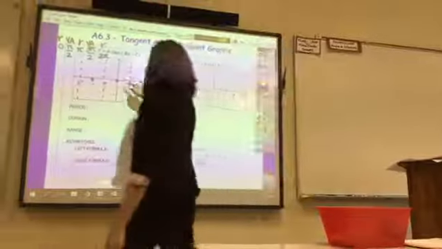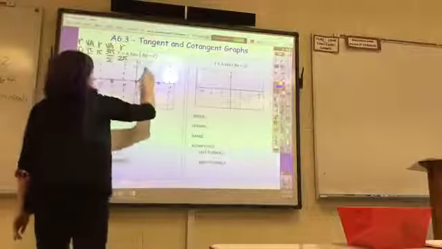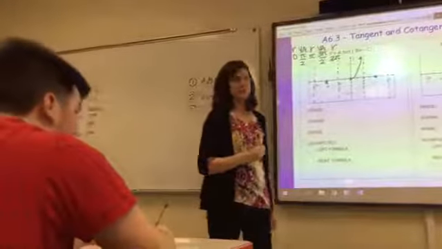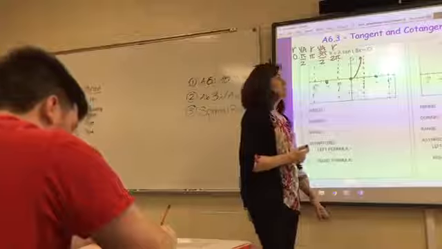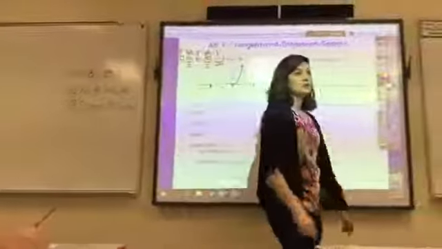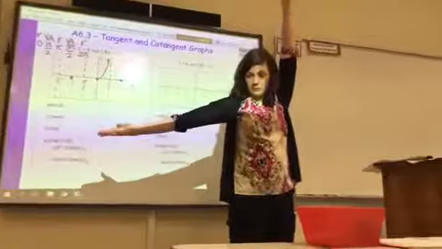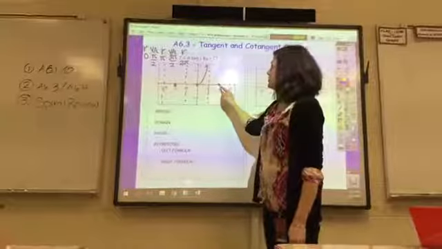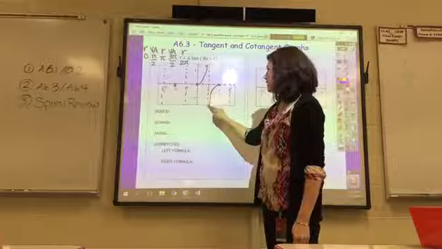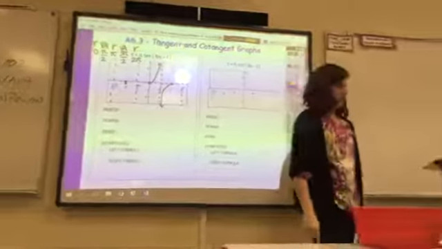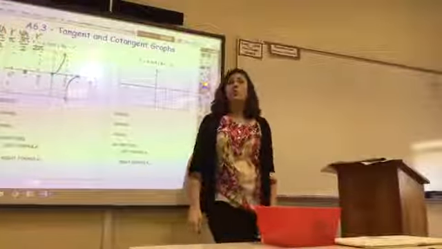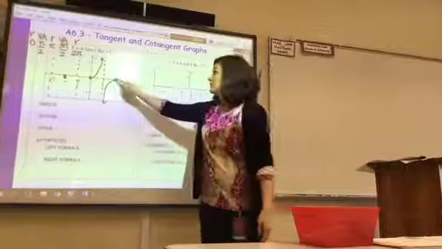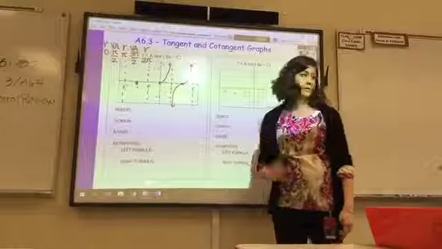So our graph goes like this and hugs the asymptote. Now, what is tangent in this quadrant? Negative. So from pi over 2 to pi, it is negative. It goes like this. What is it in quadrant 3? It's positive. So my graph goes back. You see what the pattern is?